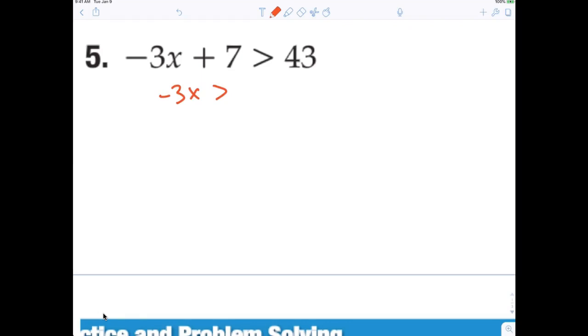36. And then x is less than negative 12. Very nice. X is less than negative 12. Remember, when you multiply or divide by a negative, change the sign. Everybody agree with that? And so now, if x is less than negative 12, we're going negative infinity to negative 12.